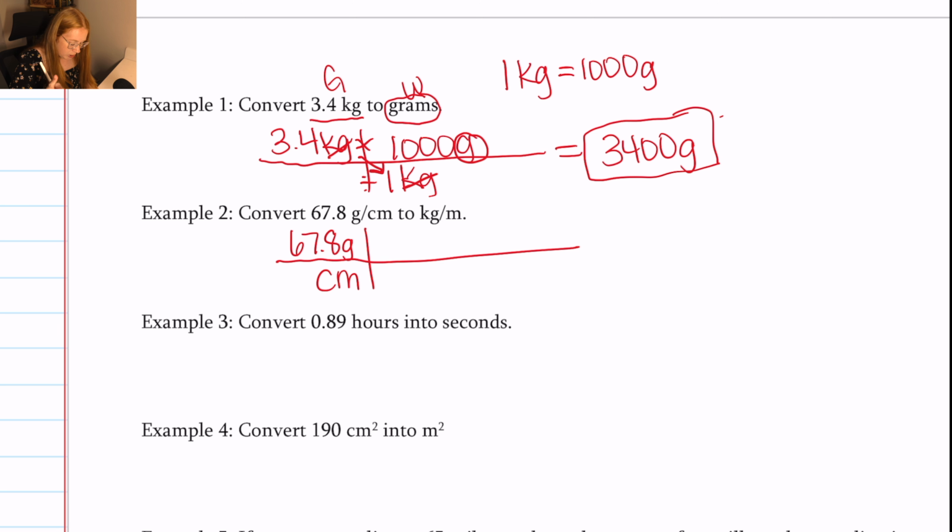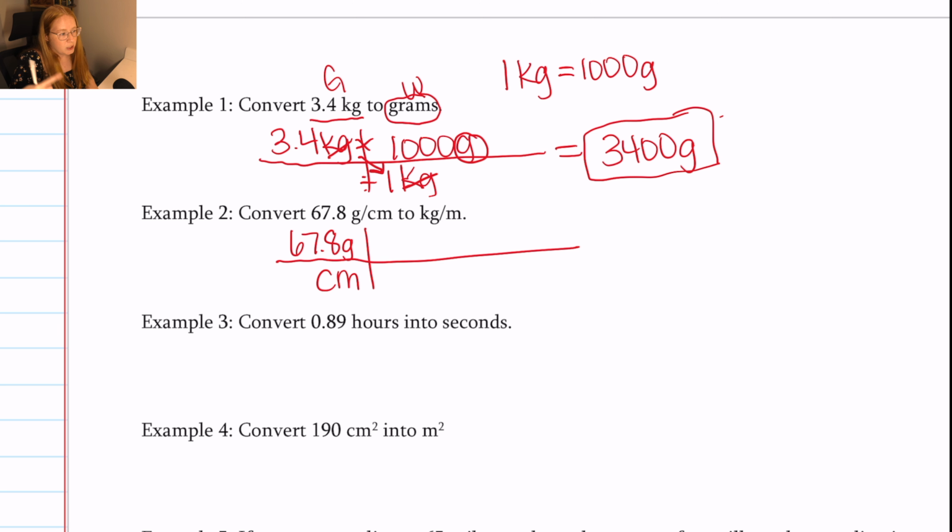We have 2 things to change here. We have grams to kilograms, which is similar to the problem before, but now we also have centimeter to meter. So we have 2 things to take care of. It does not matter which one you do first. You could do top first or bottom first, since multiplication and division are on the same order of operation. It won't matter what order you go in. But for me, since I usually take care of the top, I'm going to do the top first, and then I'll take care of the bottom.